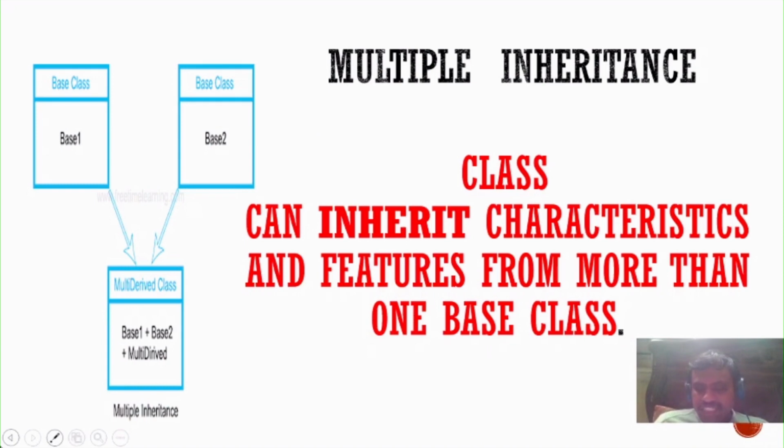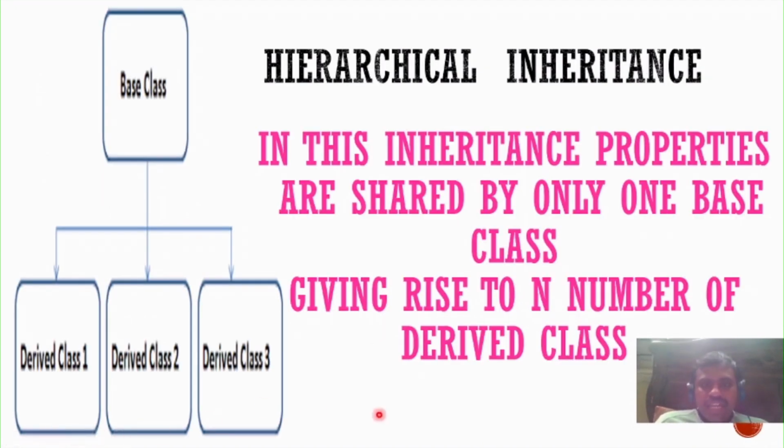So moving on to the next one, it is hierarchical inheritance. Here you can see in the picture that there is only one base class which is going to give us n number of derived classes, and that type of derivation we are going to call hierarchical inheritance. In this inheritance, the properties are shared by only one base class, giving rise to n number of derived classes, where all the n derived classes are going to share the common properties of the base class. Such type of inheritance is called hierarchical inheritance.